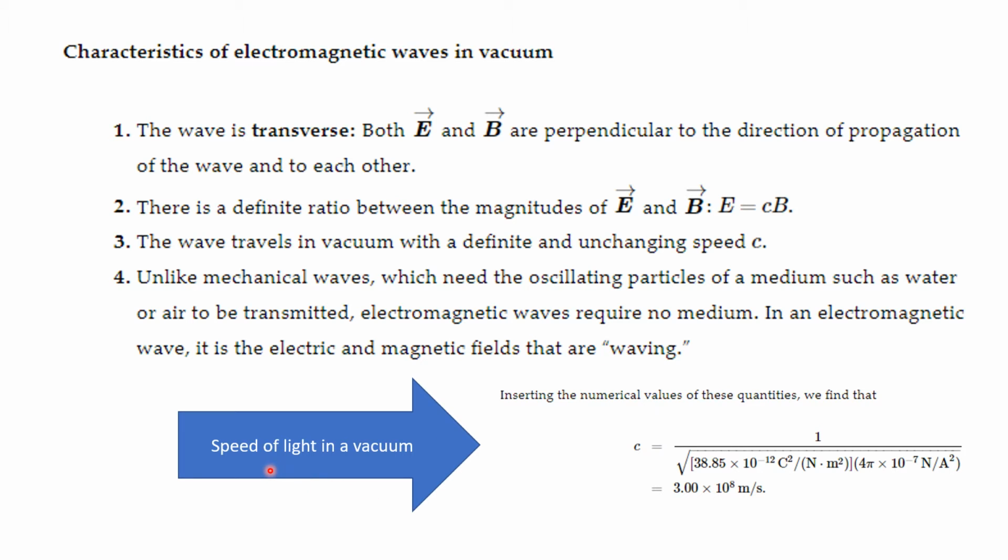And there's a calculation in your book. We will just take this as a given rather than going to the underlying aspects of this calculation. But the speed of light in a vacuum is 3.00 times 10 to the 8th meters per second.